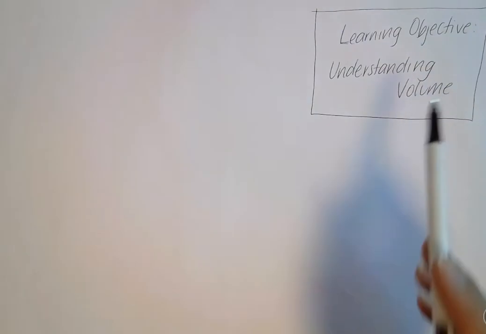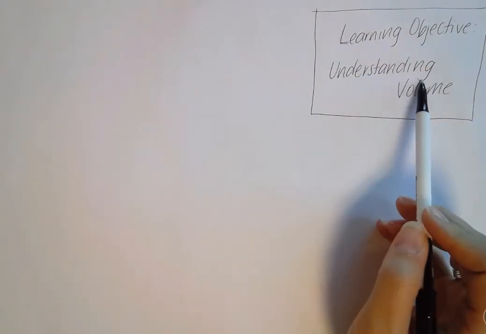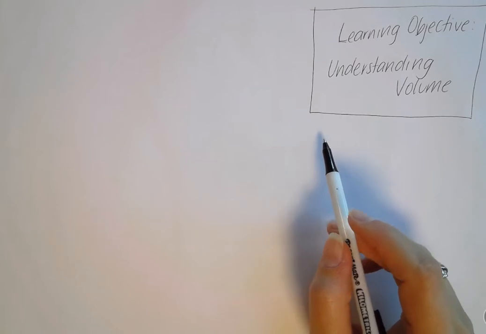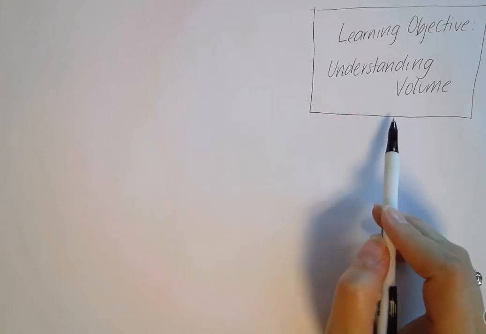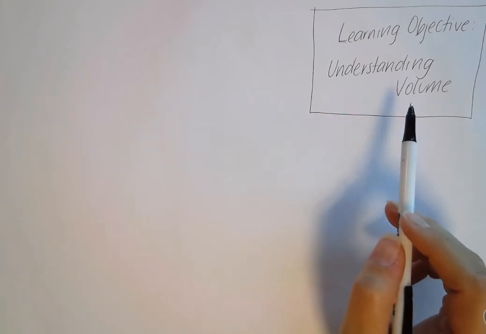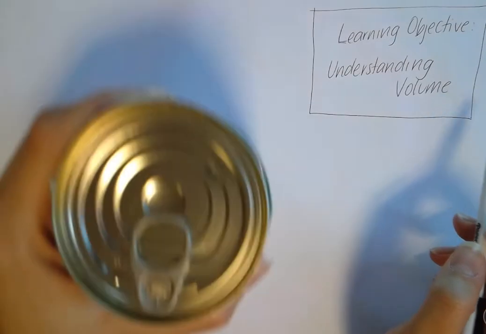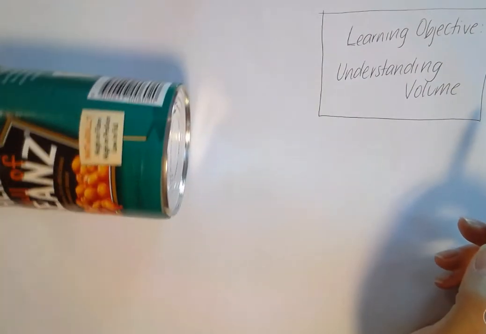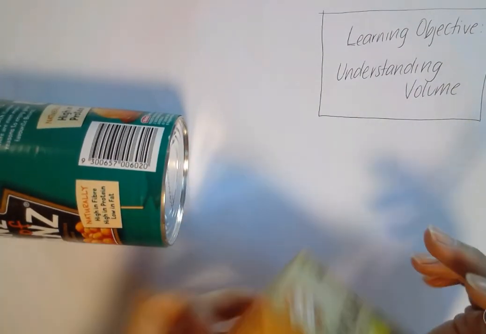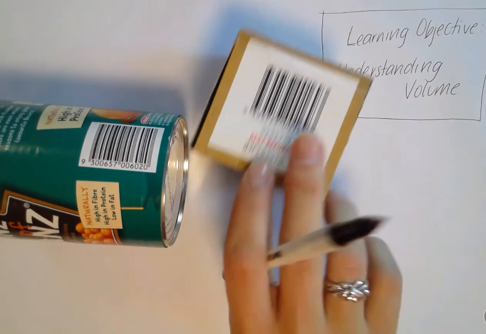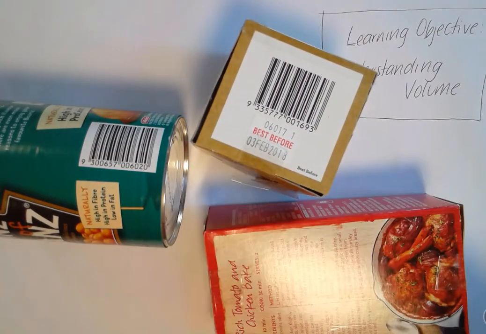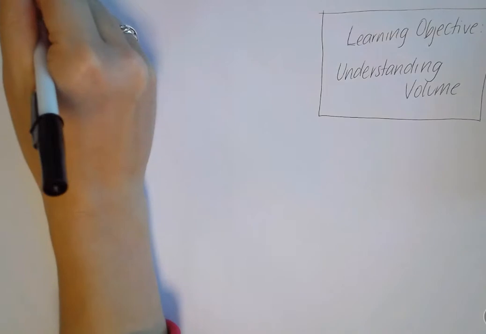Alright, so our learning objective today is understanding volume, and we're following on from looking at perimeter, area, surface area. So we're still talking about 3D objects. So we've got my can of baked beans, we've got my cube, and I've got my rectangular prism, but we're also going to have a look at a few other things today. So let's have a look to start with.